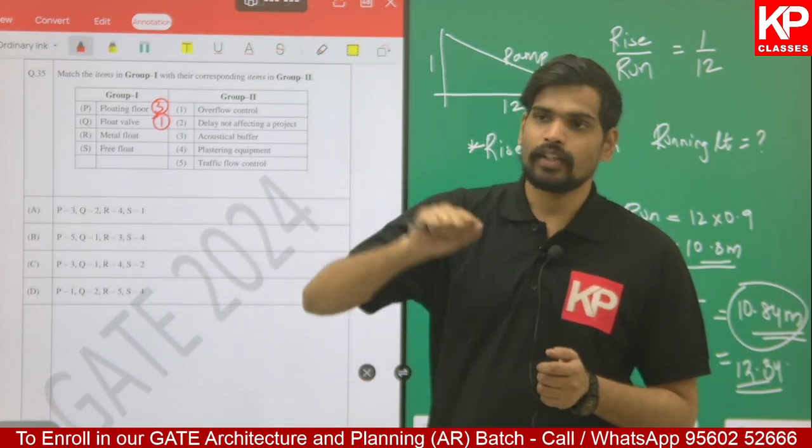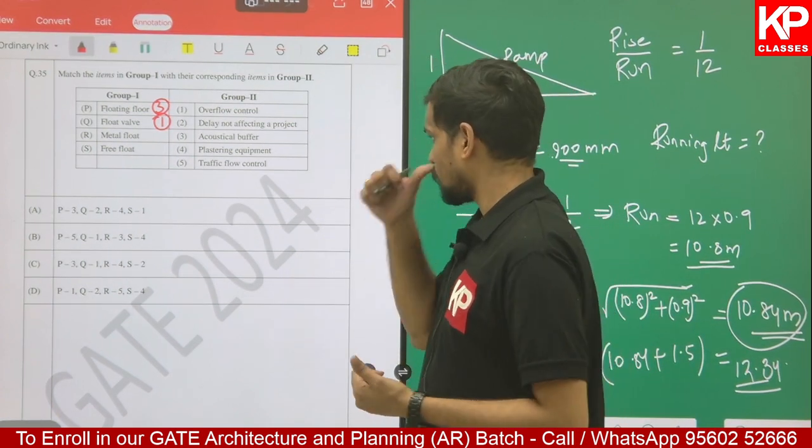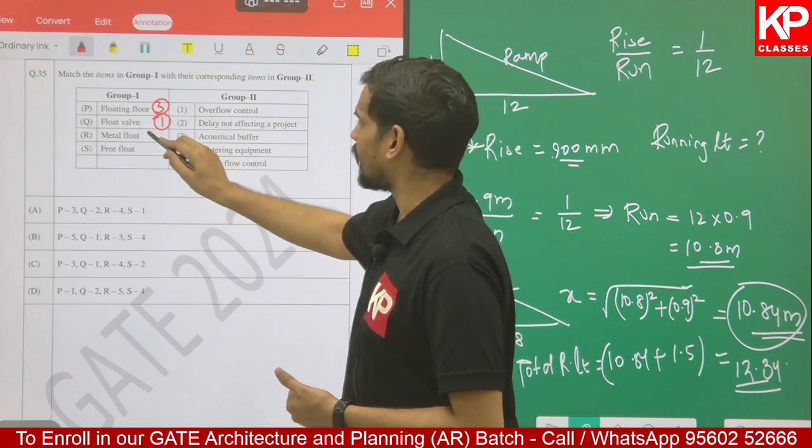Metal float is an equipment. It is a tool used for plastering the walls particularly. It's a type of trowel. So metal float is a term related to plastering equipment.